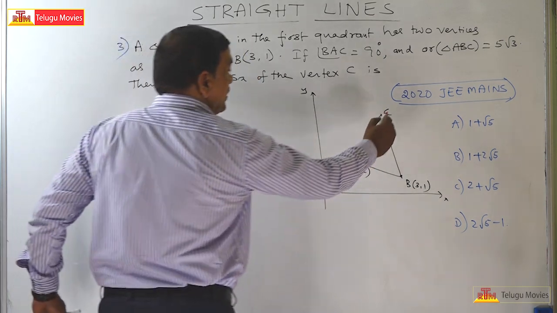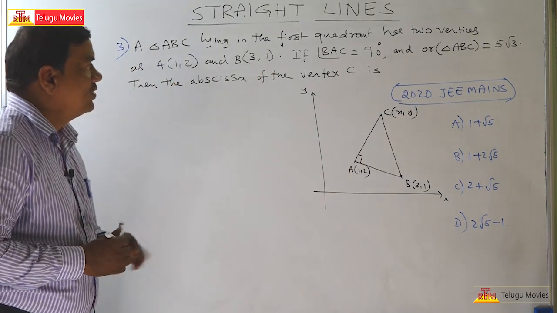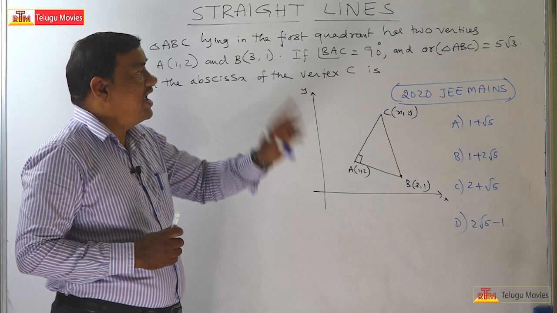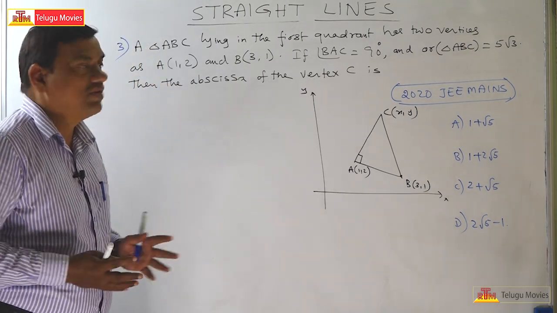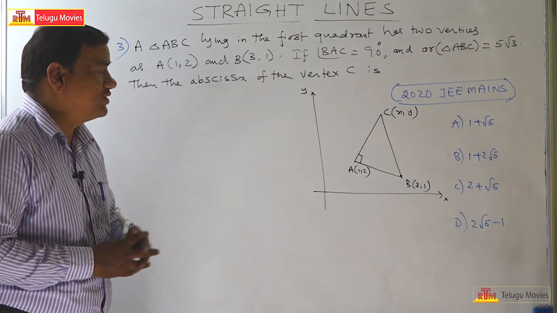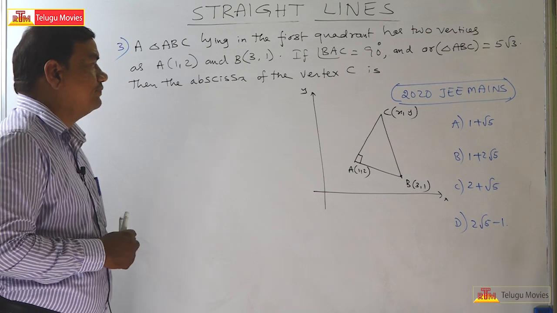We have to find out the coordinates of x comma y. And one more thing is given, the area of the triangle ABC is equal to 5 root 3. This is the information given, and we have to find out the coordinates of x and y. How to proceed with this problem?